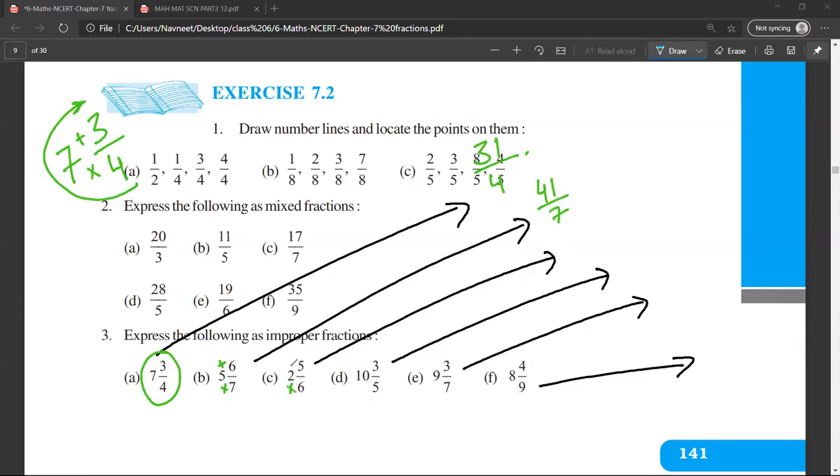6 twos are 12 plus 5, so this is 17 by 6. Perfect. This would be equal to 5 and 3 by 10. So 10 fives are 50. 50 plus 3 is 53. Mr. Sarthak, is it okay? Yes, sir. Okay.